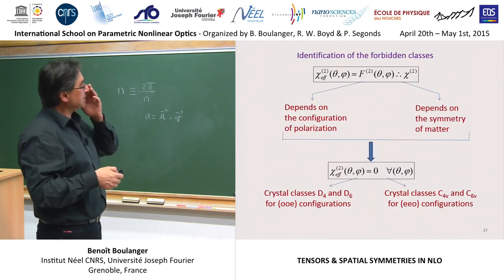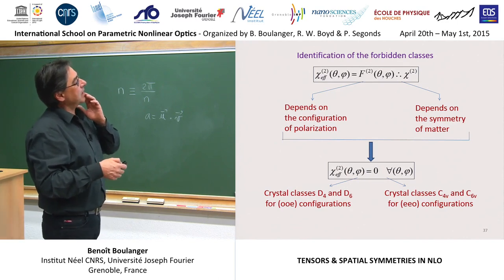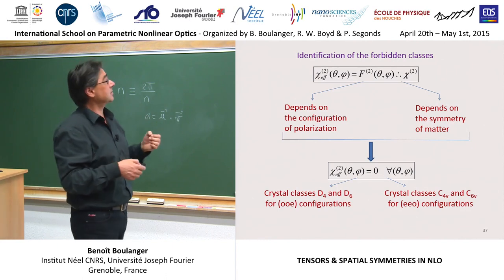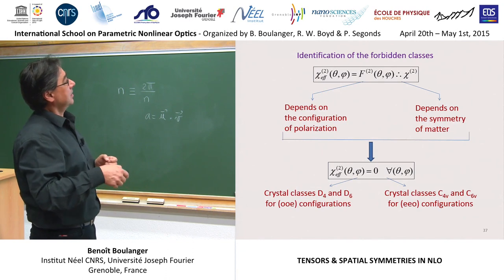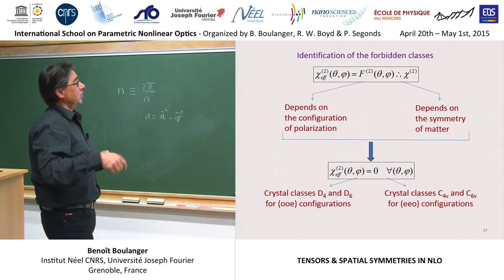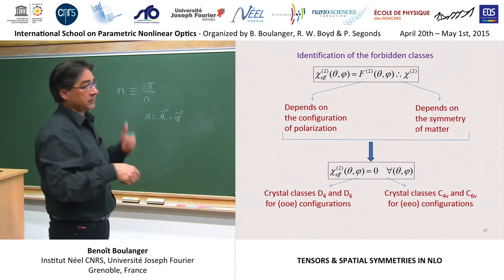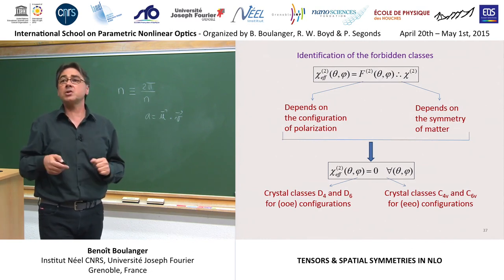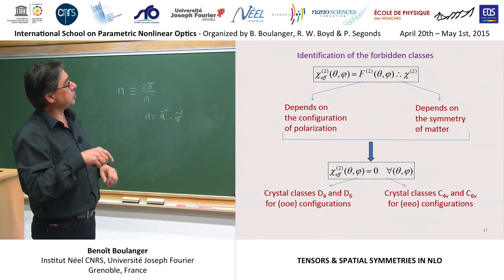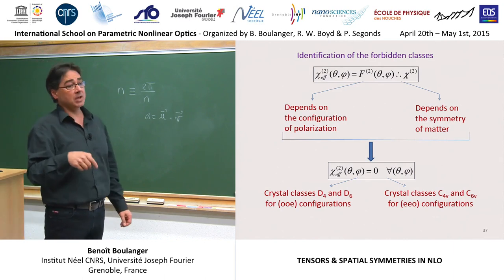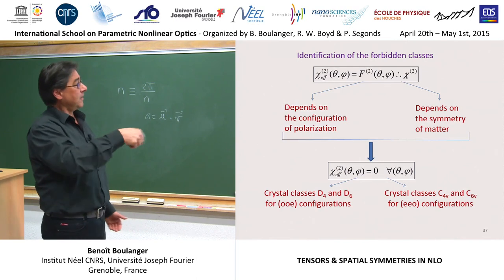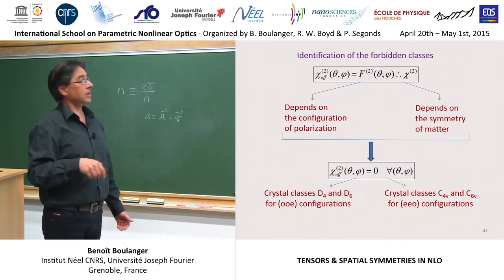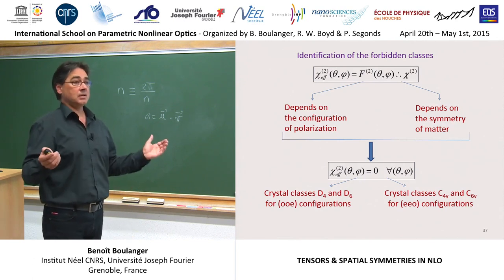So one very interesting point is that this formalism allows us to identify forbidden crystal classes for nonlinear optics, for chi2, for quadratic optics. So we start writing this, chi2 effective equal F2 contracted with chi2. So we know that F2 depends on the configuration of polarization. So it can be written for a phase matching direction or any kind of direction. It's not necessarily a phase matching direction. So F2 depends on the configuration of polarization, and chi2 depends on the symmetry of matter. We saw the Neumann principle, and so we know that it depends on the symmetry operators in the medium. And sometimes the effective coefficient is equal to zero for any direction of propagation.